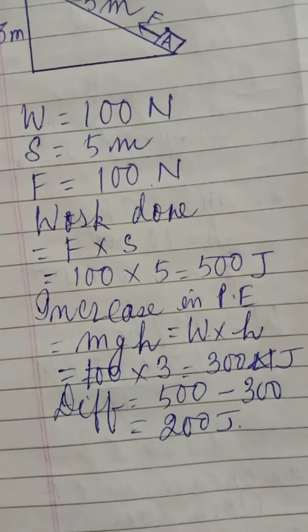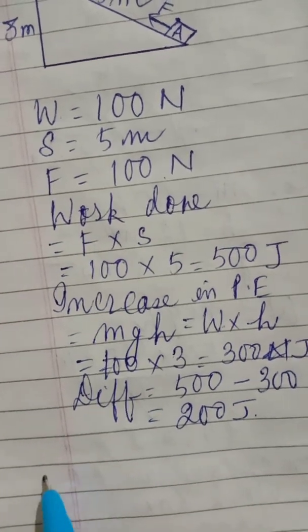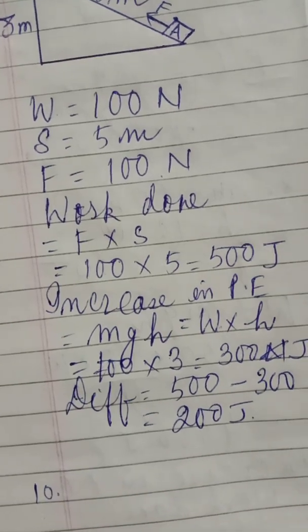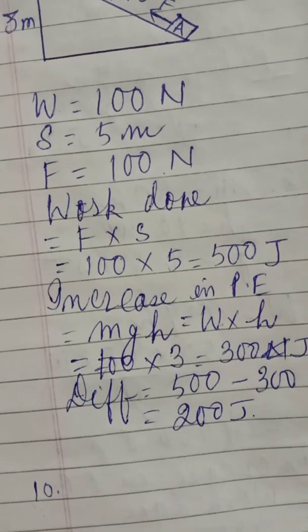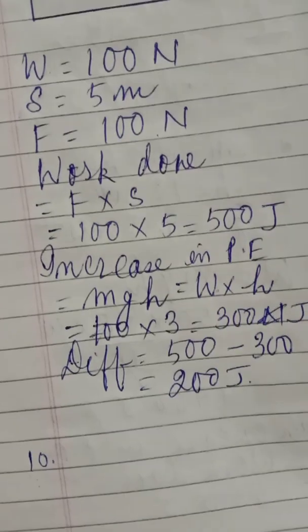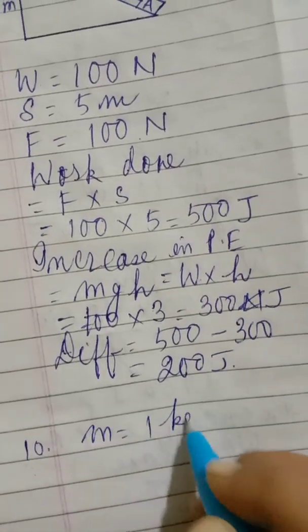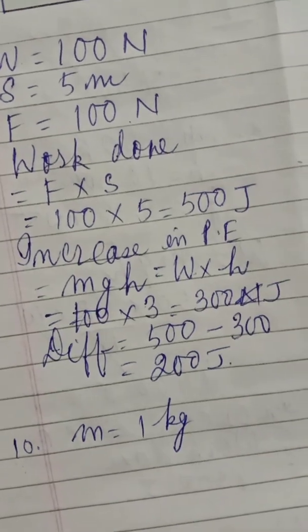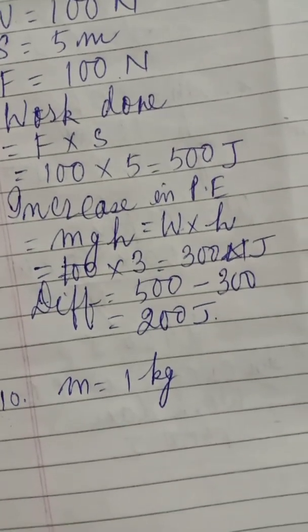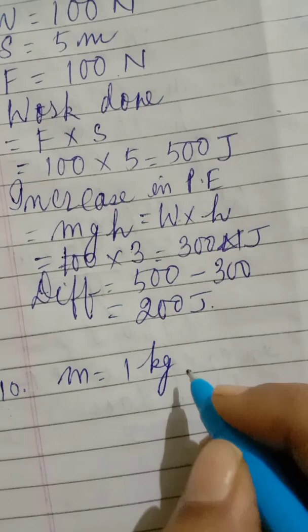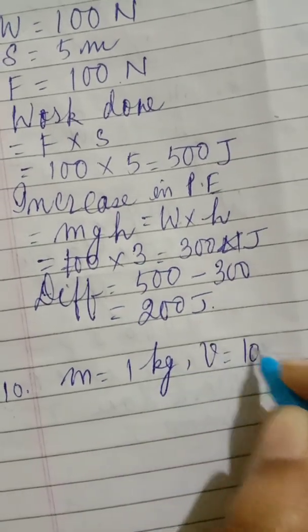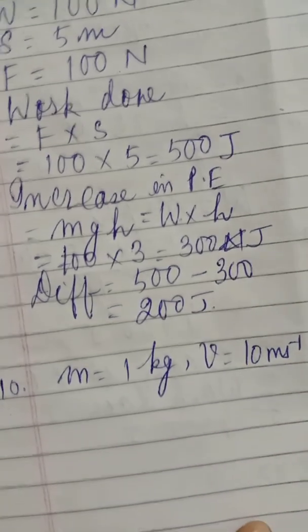Now question number 10 is: find the kinetic energy of the body of mass 1 kg. It's given that the mass is 1 kg, moving with a uniform velocity of 10 meter per second. V is given here as 10 meter per second.